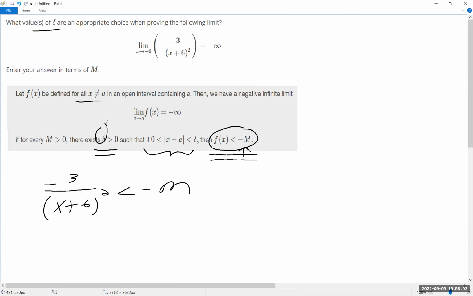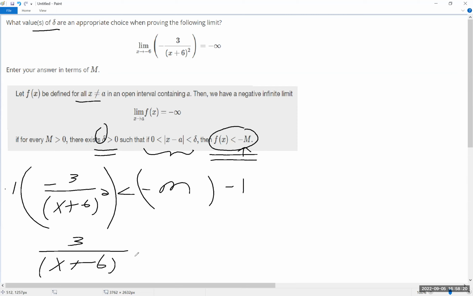All right, so then let's see a couple of things. First of all, if I multiply both sides by -1, then I'm left with 3 over x plus 6 squared is greater than m. Okay. And then I'm going to divide, or I guess multiply, by 1 over m.